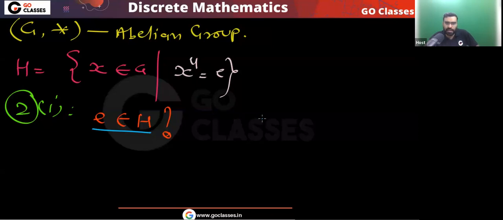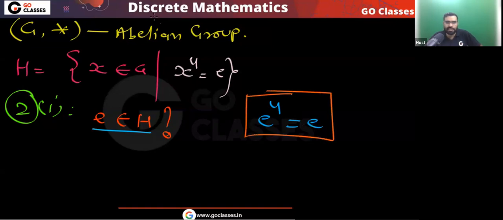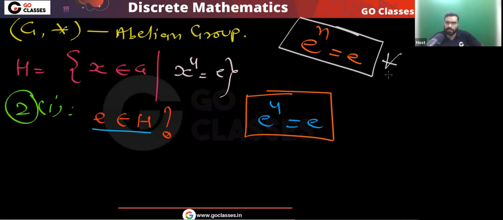For this, you need to prove that E power 4 is the identity element. Yes, of course. E power 4 is the identity element, that we already know. The identity element to any power, whatever integer power n you take, is always the identity element. So definitely E power 4 is equal to E.